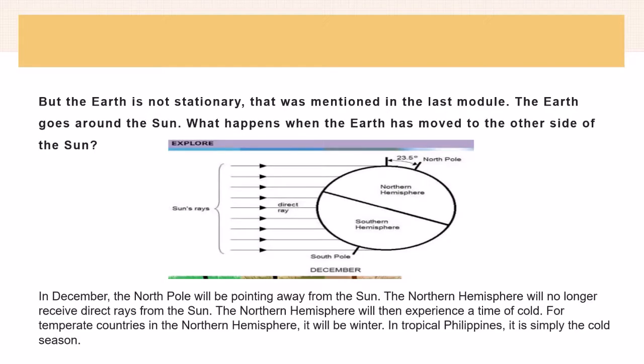But the Earth is not stationary. That was mentioned in the last module. The Earth goes around the Sun. What happens when the Earth has moved to the other side of the Sun?